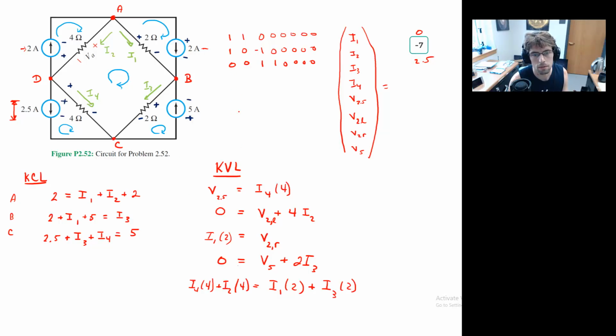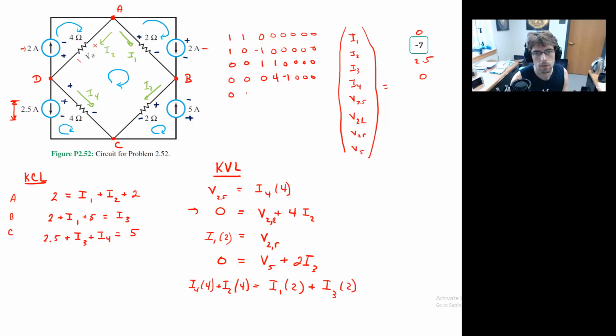KVL. Alrighty. Well, I need to get standard form, so I'll go ahead and move the 2.5 to the other side. And so I have 0, 0, this is I4, the 4th position. The 5th position is my voltage, so I'll put a negative 1, 0, 0, 0, and that whole thing is equal to 0. Okay.